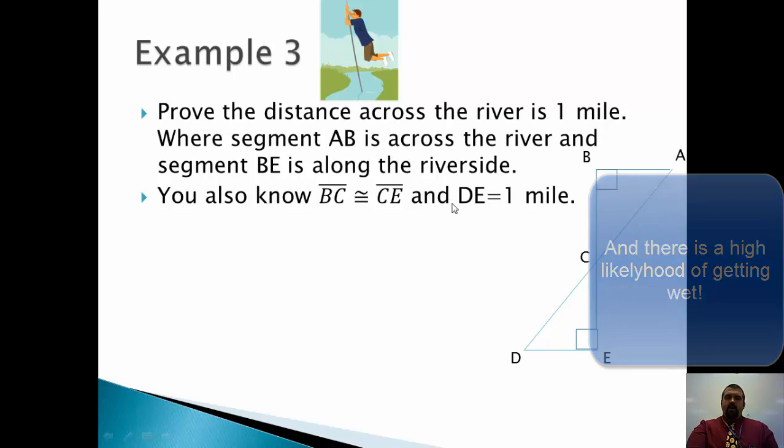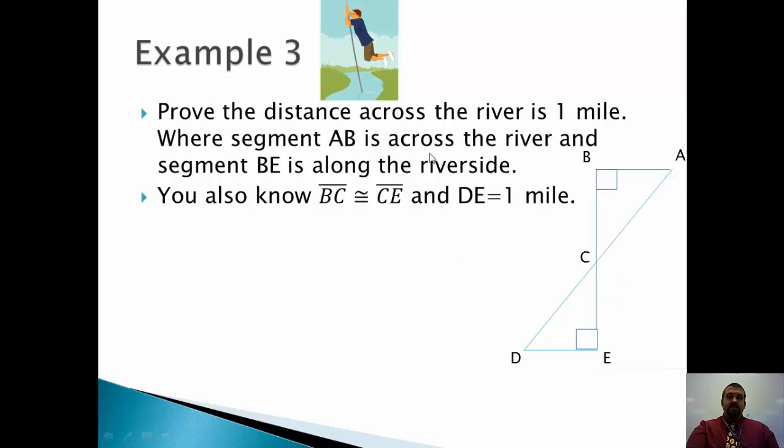So what if I instead use this idea of congruent triangles? Well, I want to show that the river here is actually 1 mile. And I know that segment AB is the distance across the river and segment BE is along the riverside, the shoreline. I also tell you that I have measured this out. Segment BC and segment CE are congruent. I also know that the length of segment DE is 1 mile here.